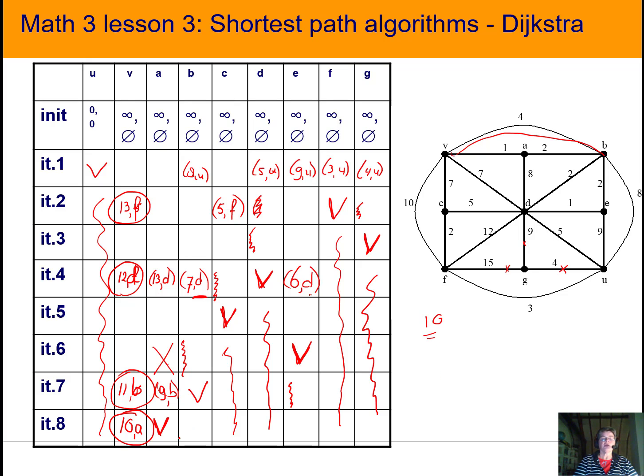And if we backtrack, so it was V backtrack A, and from A backtrack B, and from B backtrack D, and from D backtrack to U. So the official path is U, D, B, A, V. So 5 plus 2 plus 2 plus 1.